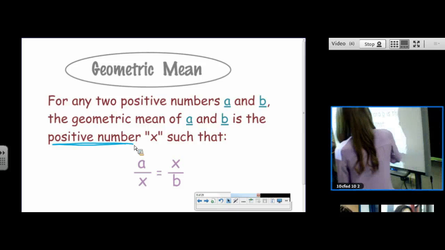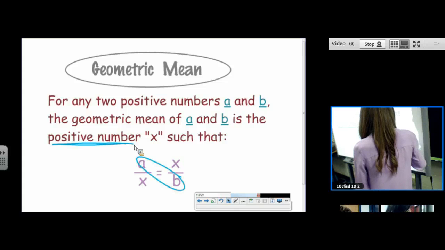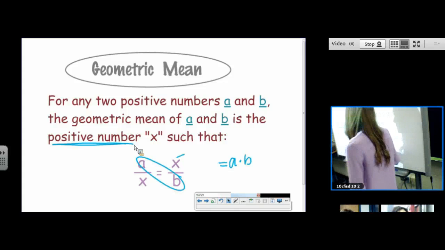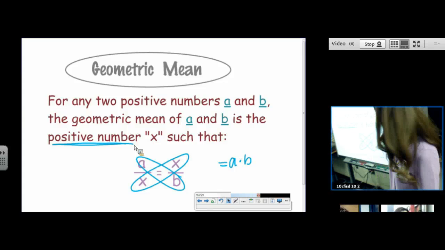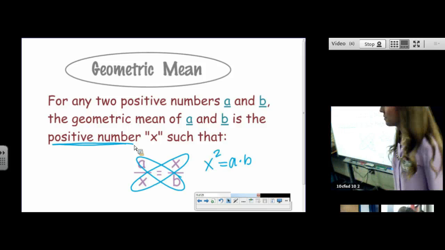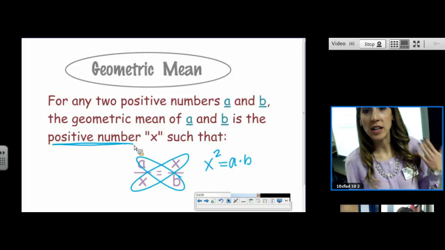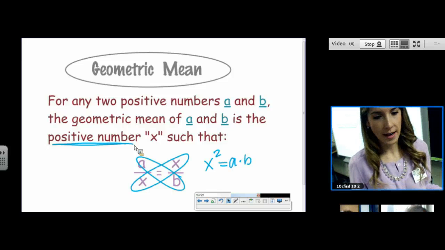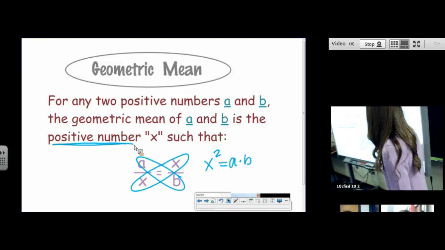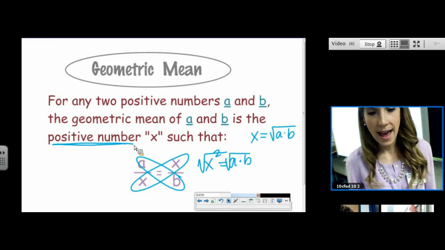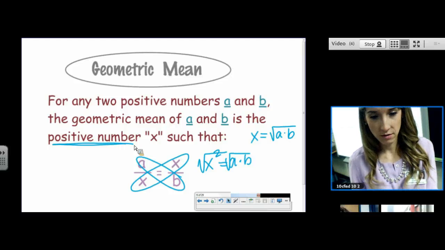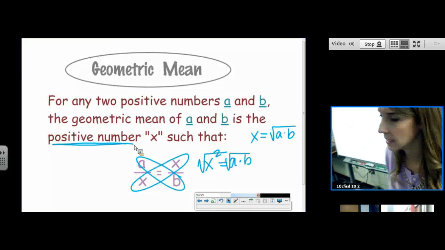So take a look what happens. When we cross multiply, we've got A times B equals, what is x times x? Don't say 2x. X squared, yeah. And then when you're solving for x, you're trying to get it all alone. You're trying to do the opposite of what's being done to it. So what's the opposite of x squared? Square root. So isn't that exactly what I taught you? X, the geometric mean, is the square root of the product. When you solve that proportion, x is the square root of A times B. So that's what a geometric mean is.